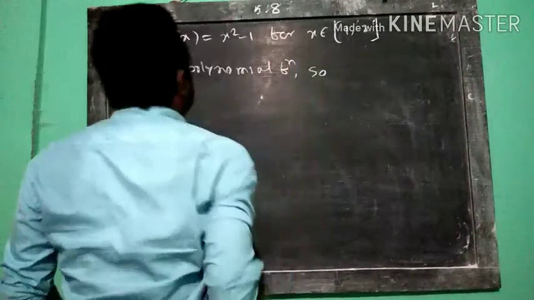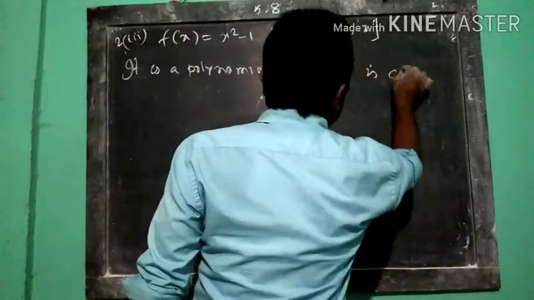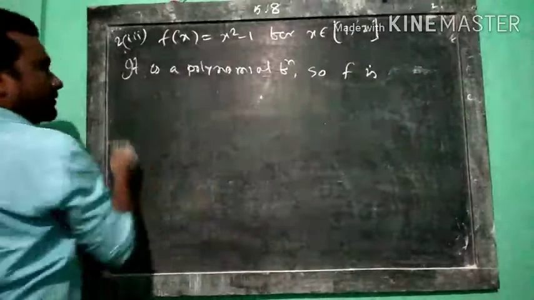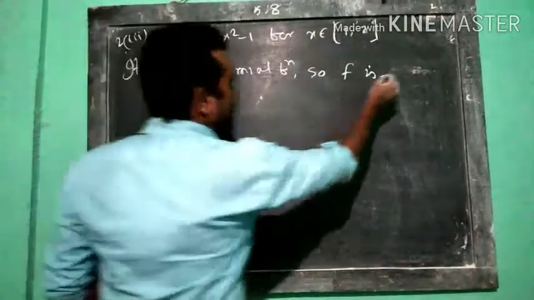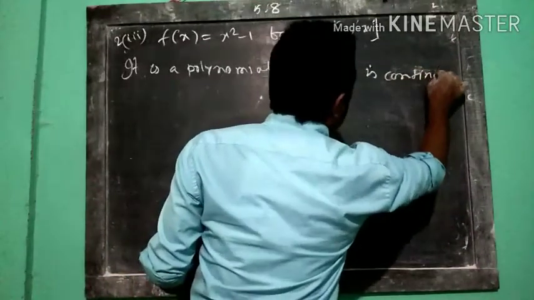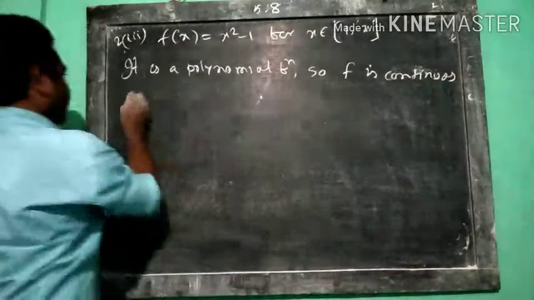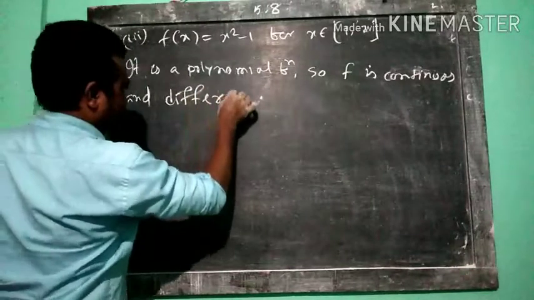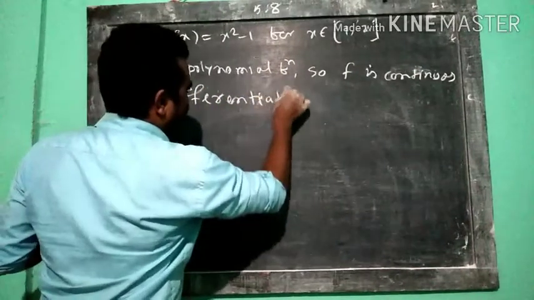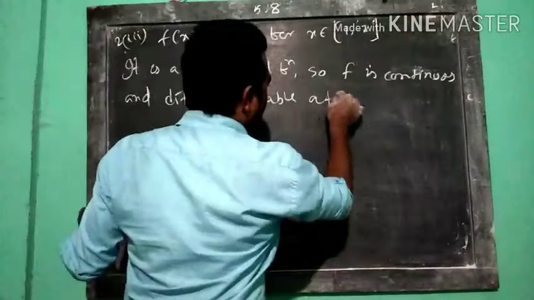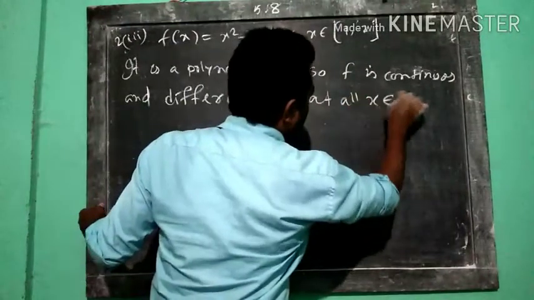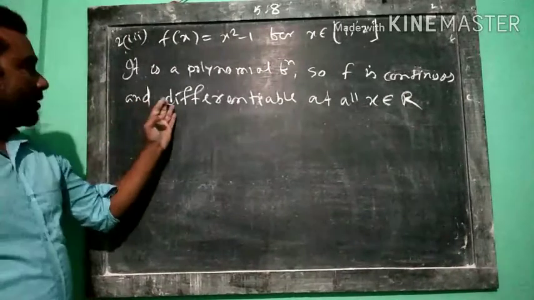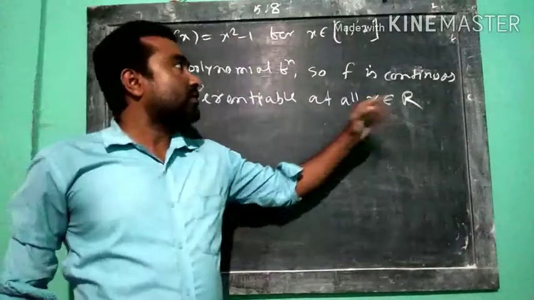So f is continuous and differentiable at all x belonging to R.